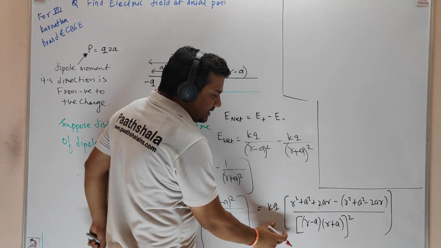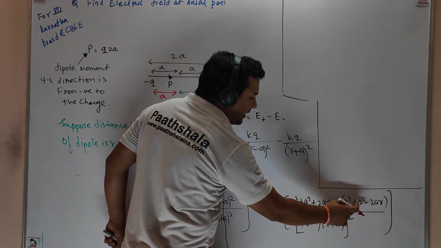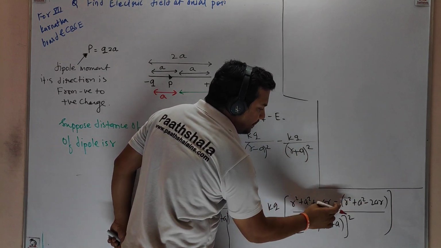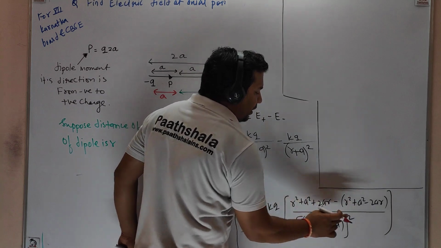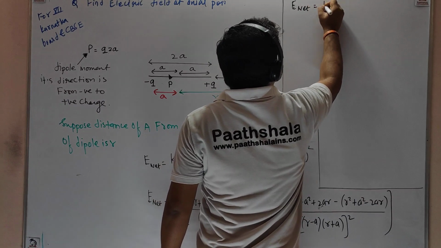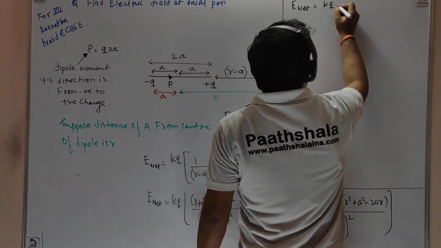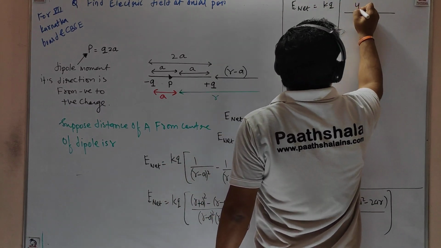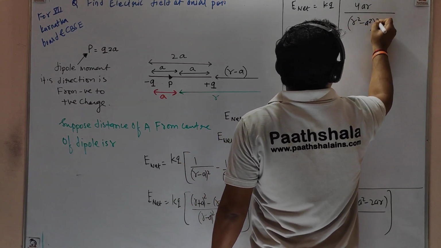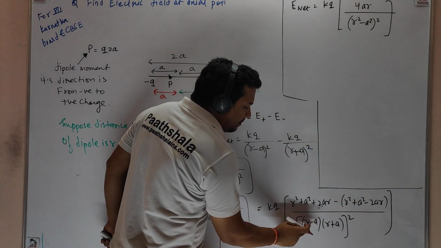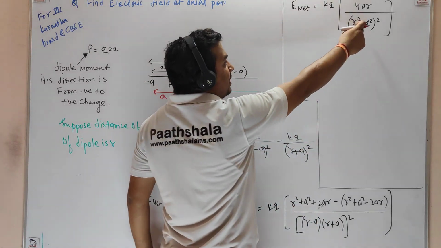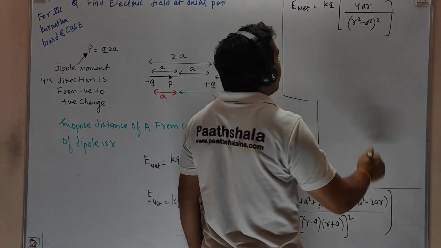So after this, let's bring this minus sign into the bracket. So R square will get cancelled, A square will get cancelled, minus will come plus, 2AR will come 4AR. So you can write like this, E net is equal to KQ, here you can write 4AR, and in denominator you can write R square minus A square whole square. Because this is X minus Y into X plus Y, so it is a formula X square minus Y square. We applied that formula.